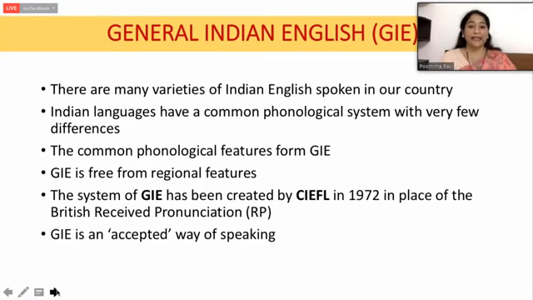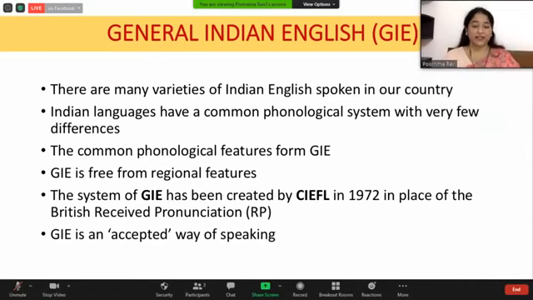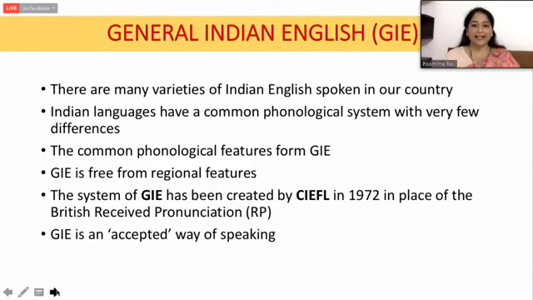However, Indian languages have a common phonological system, with sounds like sa, ta, ha, ra. These sounds are also in English. At CIEFL, the Central Institute of English and Foreign Languages, a number of dedicated researchers did an analysis on these varieties and came up with the General Indian English system. Note that this system, just like the received pronunciation, does not have any regional influence. It is an accepted way of speaking.